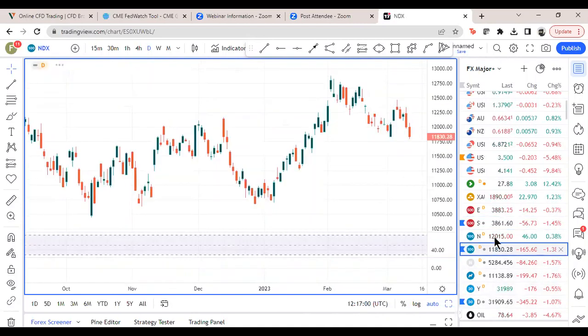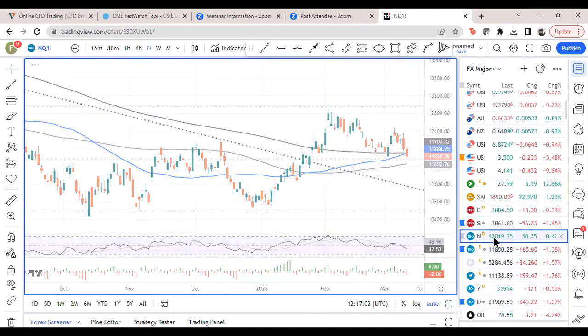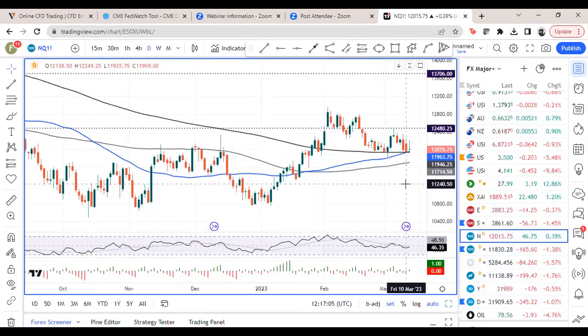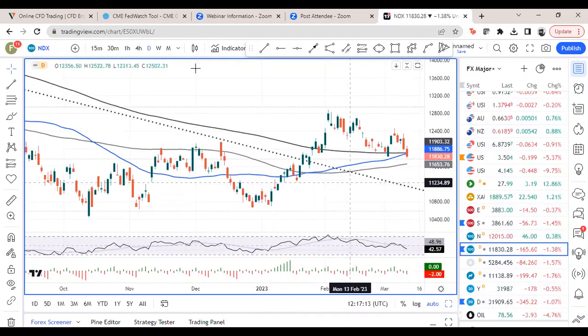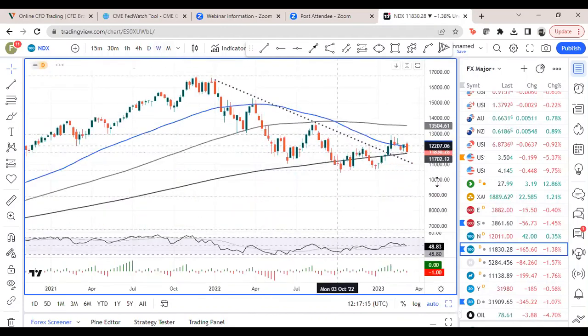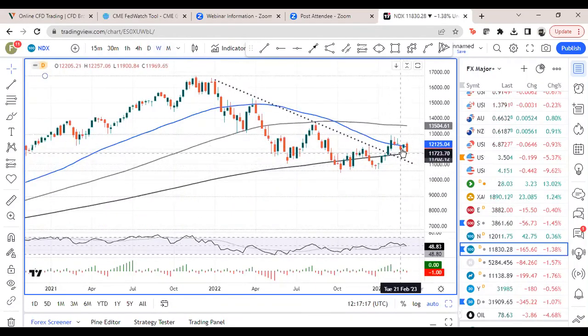NASDAQ, you can see the futures market. Let's just have a look at that. You can see it's pulled back there on that candle, and we're just sort of in the green, up 0.4% or so. But if we go to the cash market, you can see the close again on the weekly, a bearish engulfing candle, drop below the 50-week moving average at 12,125.